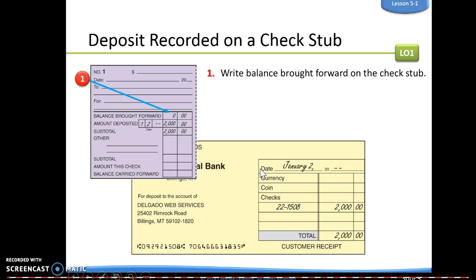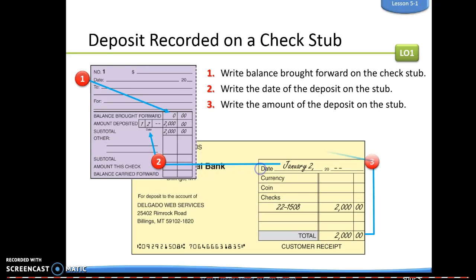So first thing that we're going to do to fill out that deposit is we're going to write in the balance. Then we're going to write in the date. Then we're going to put the amount of the deposit. And then we're going to put the subtotal after the deposit. So if we had an amount written here, so let's say that we already had $1,000 in the account, we would take 1,000 plus the amount deposited, 2,000, to give us the subtotal of 3,000.